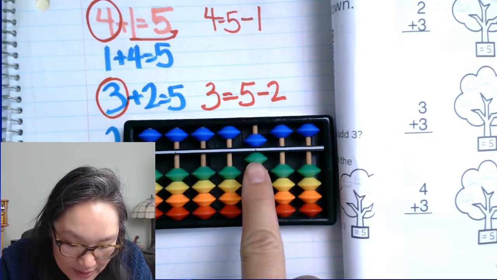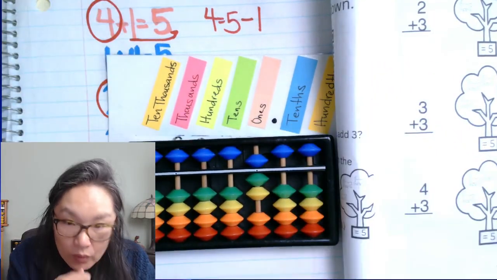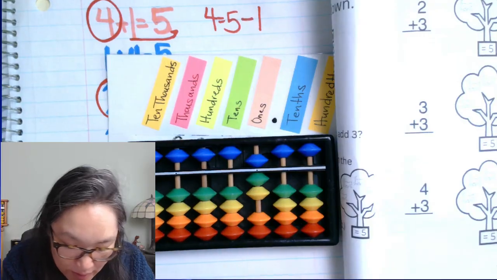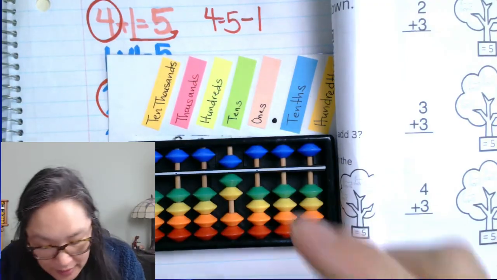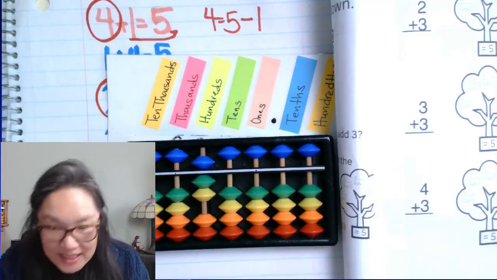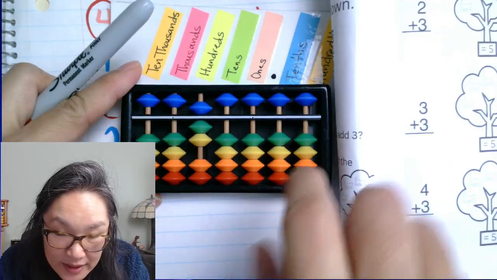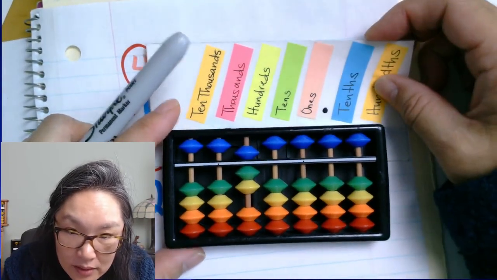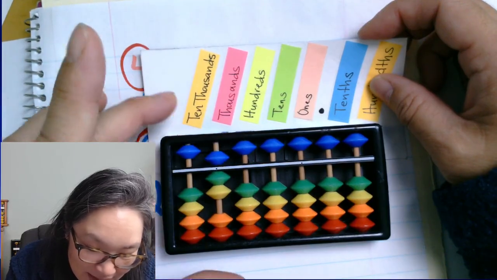Why is it 7? This is 7 because I chose this to be my ones. Just as we write, we have our ones, tens, 100s, thousands, 10,000s. So here is 7. This is 70. This is 700. How do I know? Because I'm using this as my ones place. If this is my ones, this is my hundreds. This is my thousands. So this would be 7,000.